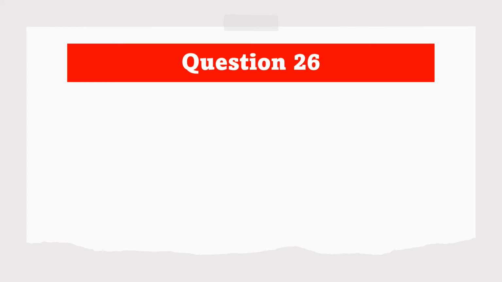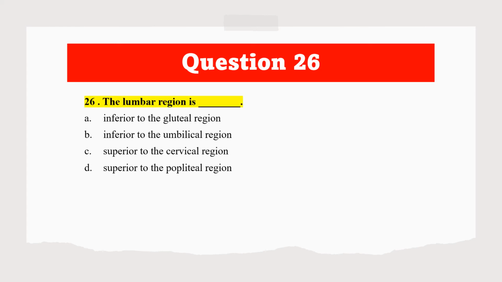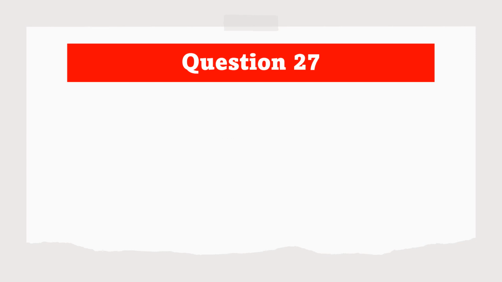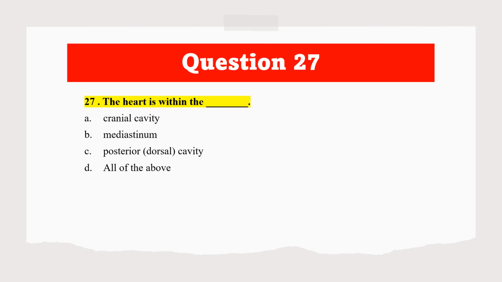Question number 26. The lumbar region is inferior to the gluteal region, inferior to the umbilical region, superior to the cervical region, or superior to the popliteal region. Answer is D. It is superior to the popliteal region. Number 27. The heart is within the cranial cavity, mediastinum, posterior dorsal cavity, or all of the above. The heart is in the mediastinum.